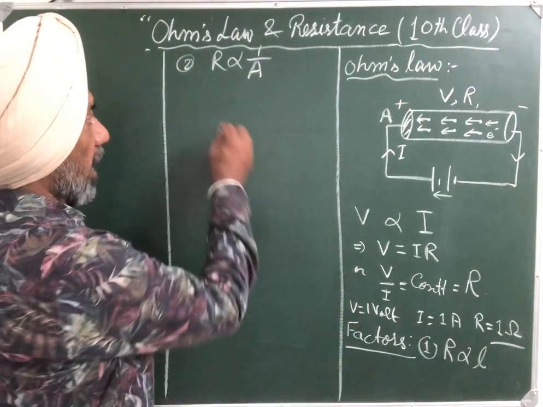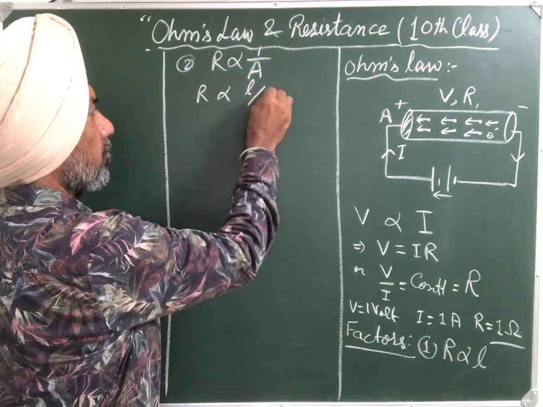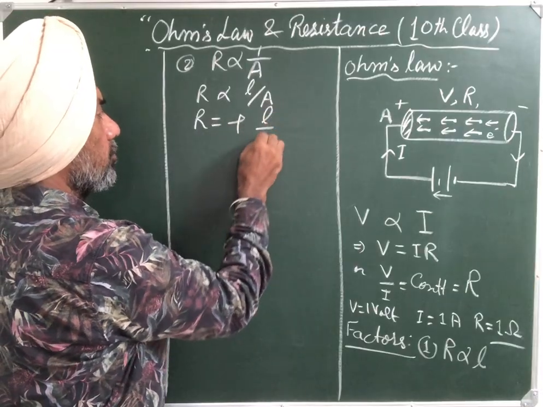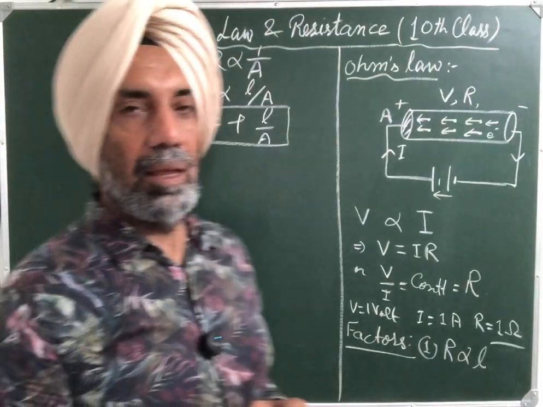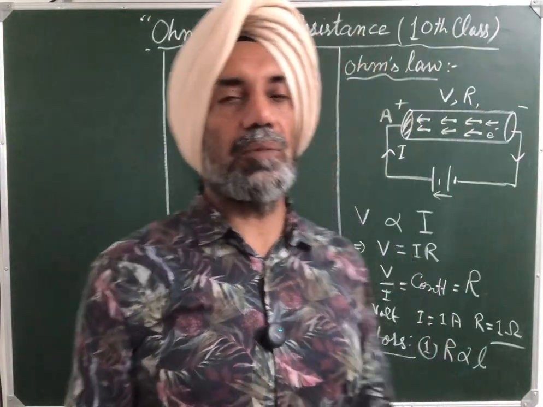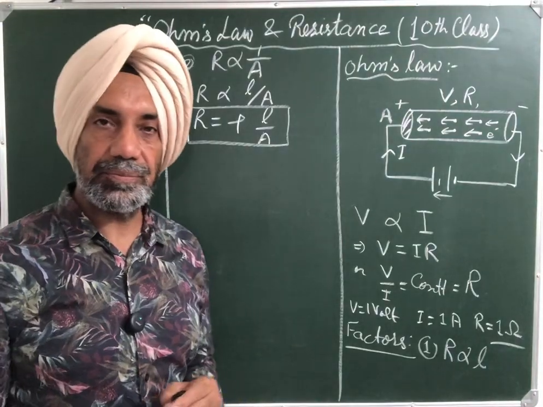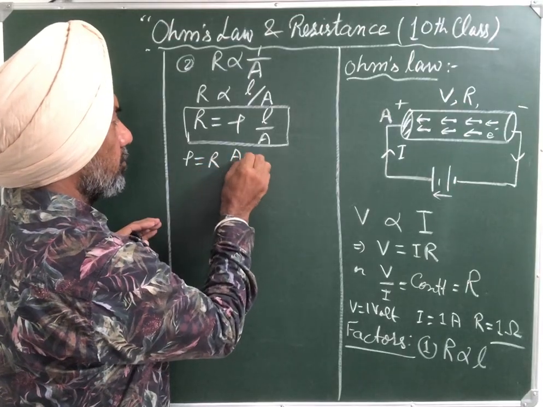So if we combine these two factors, you get R is proportional to L upon A, or R is equal to rho into L upon A, where rho is known as specific resistance of the conductor or resistivity of the conductor, or we can write rho is equal to R into A by L.